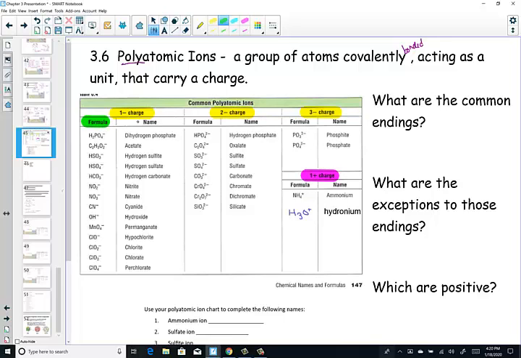Notice that we have a formula and the name. H2PO4 -1 charge. We call that dihydrogen phosphate. Next to that, C2H3O2 negative. That name is known as acetate. Dihydrogen phosphate, acetate. Next one down, HSO3 negative is hydrogen sulfite. One more oxygen on that, HSO4 negative, hydrogen sulfate. HCO3 negative, hydrogen carbonate.